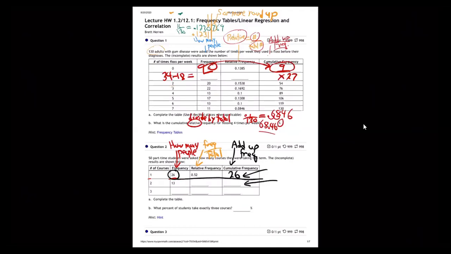How about this? What does this next one got to be? How am I going to get the next one? 26 plus 13. Exactly. Is everybody seeing that? Remember, you add these up, and that's what goes right there. 26 plus 13 is what? 39. That's 26 plus 13. Everybody seeing that? Cumulative means add up the frequencies.